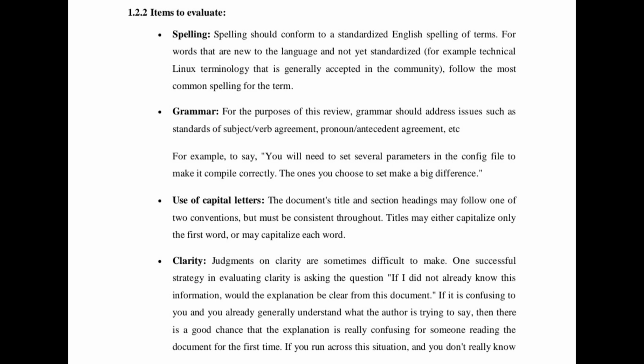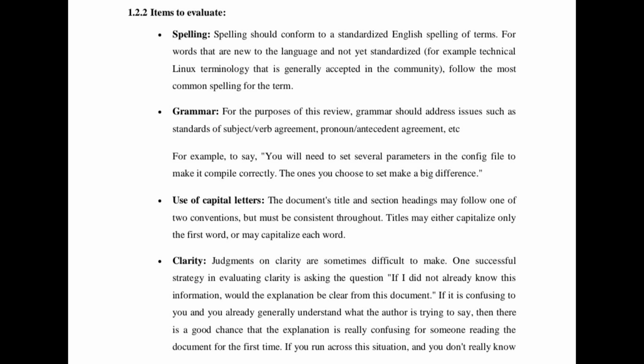Grammar. The review of grammar should address such issues as subject or verb agreement and pronoun or antecedent agreement. For example, you will need to set several parameters in the config file to make it complete and correct. One you choose to set can make a big difference. Use of capitals. The document title and the section headings may follow one of two conventions, but must be consistent throughout. Titles may either capitalize only the first word or may capitalize each word.